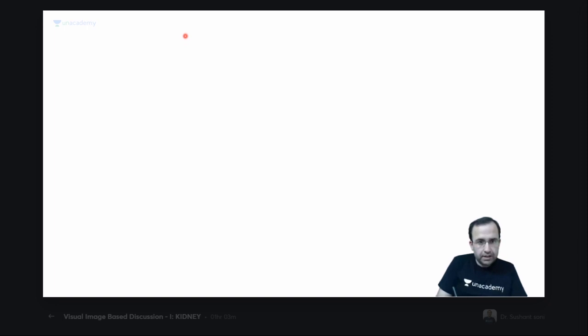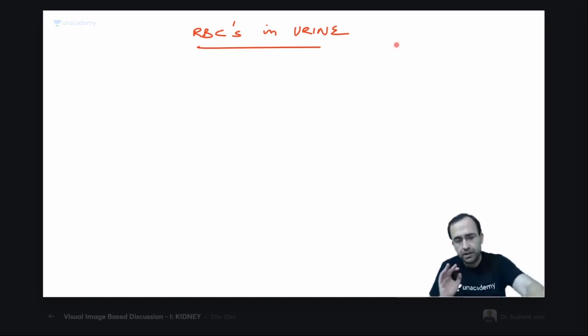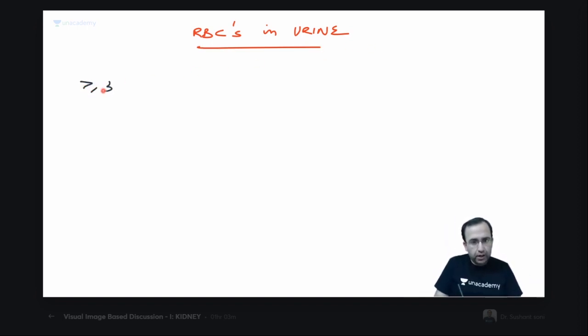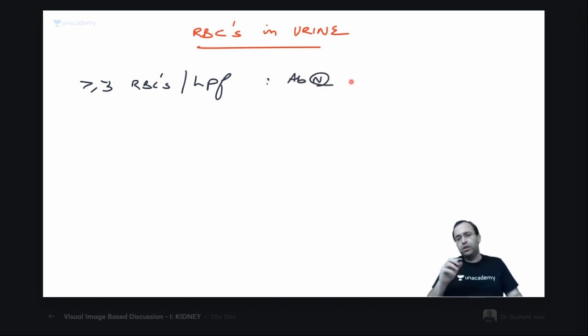Firstly, let us start with RBCs in urine. One of the favorite examiner questions, even in the past, is how many RBCs are significant? More than or equal to 3 RBCs per high power field is considered abnormal. High power field is 40x.